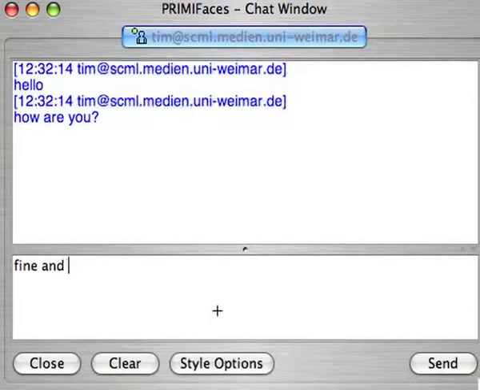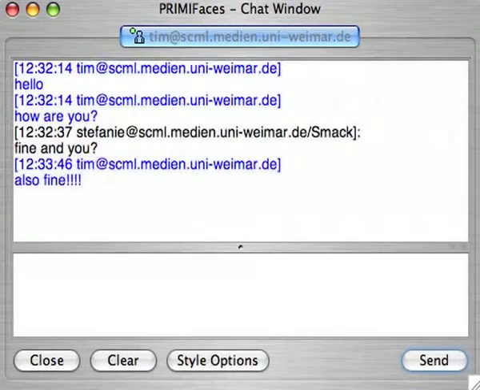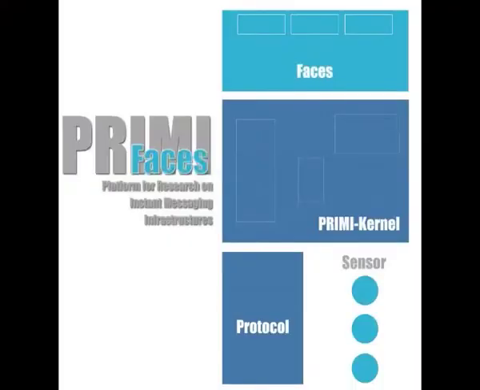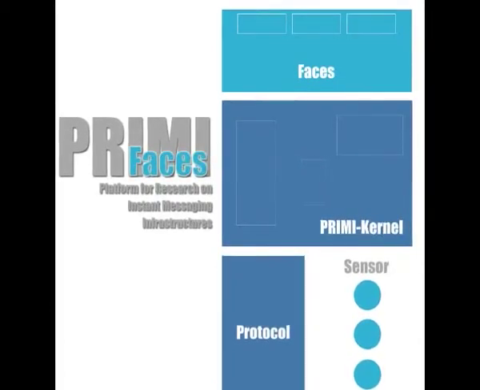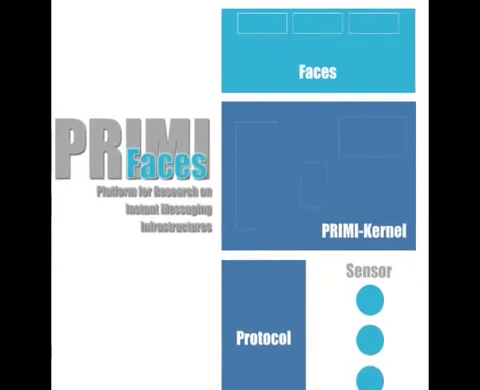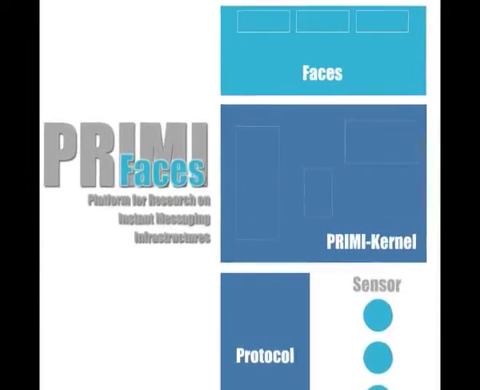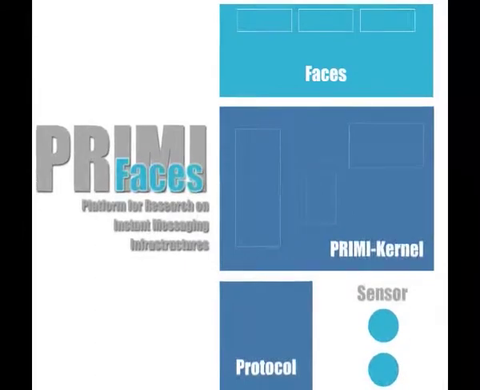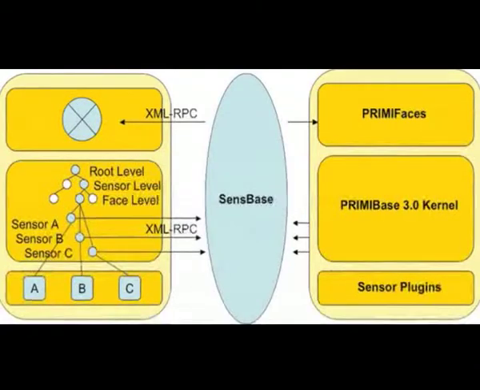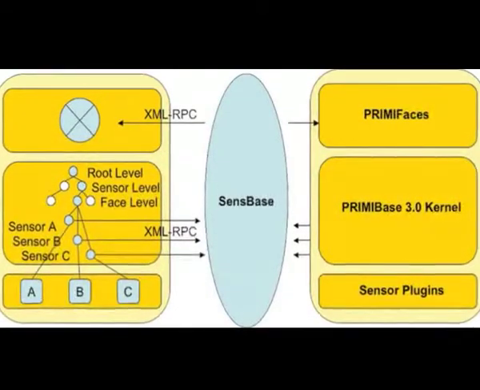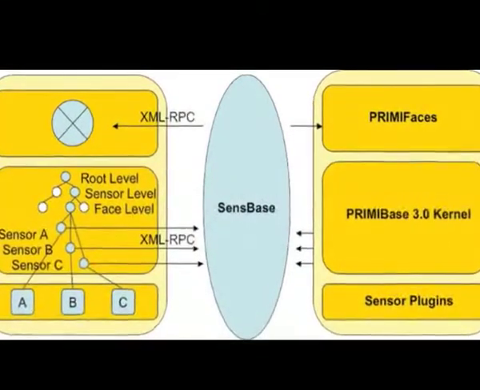Furthermore, a simple chat function was integrated with the aid of the chat plugin of the PRIMIbase project. Therefore, PRIMIfaces is based on the PRIMIbase 3.0 infrastructures. As a consequence of this, every component is realized as plugins, such as sensors, the graphical user interfaces, and the chat function. For the exchange and the persistence of the user information, sensor values, and the relations of sensors, faces and contacts are stored within the sense-based infrastructure of the Cooperative Media Lab platform, Sensation.